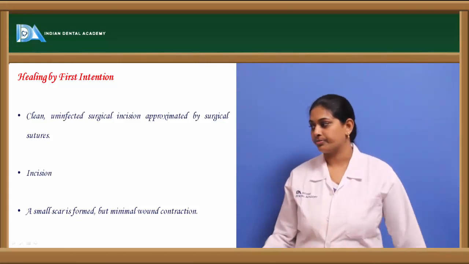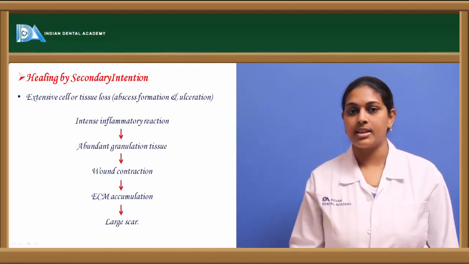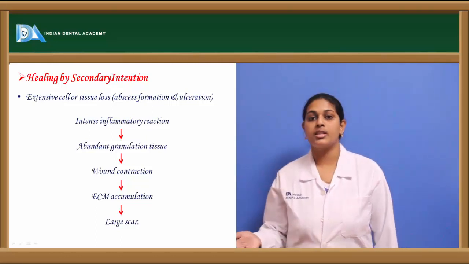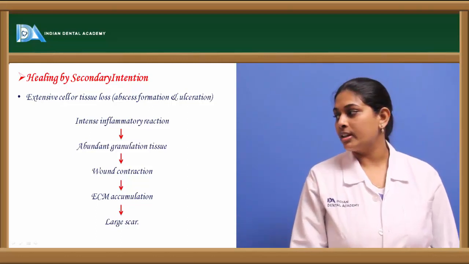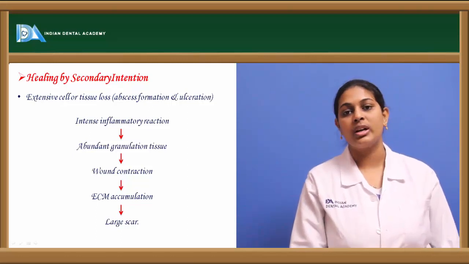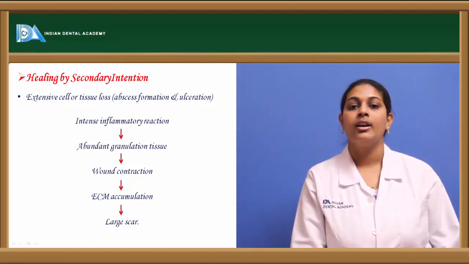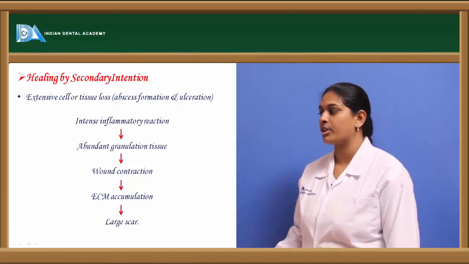not like the large scar in healing by secondary intention. Coming to healing by secondary intention, usually we see that since the wound is large, there's extensive cell loss or tissue loss, which can be seen in abscess formation or ulcer formation. So during this phase, there is intense inflammation. The wound is large, so there will be an increase in the inflammation. That is, the inflammatory cells are so many that the inflammation becomes intense. That is, increased inflammatory reaction.